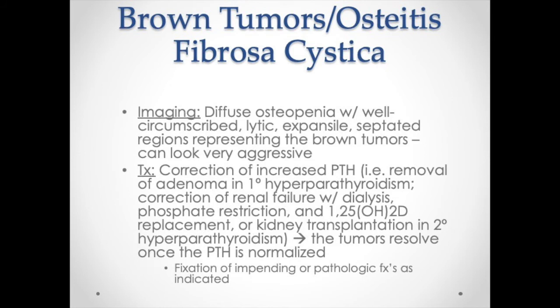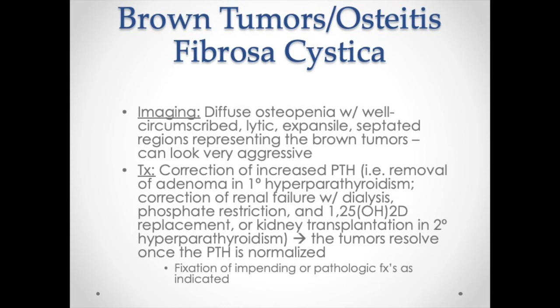On imaging, you'll see diffuse osteopenia with well-circumscribed but lytic, expansile, and septated regions representing the brown tumors. These can look very aggressive or very much like an aneurysmal bone cyst. Treatment is simply correction of the increased parathyroid hormone via removal of an adenoma in primary hyperparathyroidism, or correction of the renal failure issues with dialysis, phosphate restriction, and vitamin D replacement or kidney transplantation in secondary hyperparathyroidism. The tumors tend to resolve once the parathormone is normalized and the bone has a chance to respond to the changes. You can perform fixation of impending or actual pathologic fractures as indicated, again depending on where they are and how destructive they are.